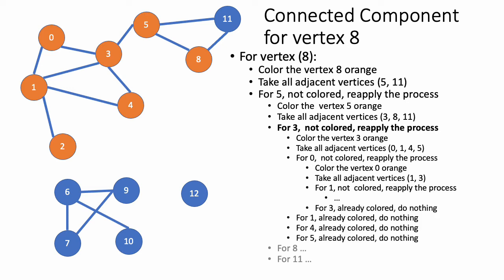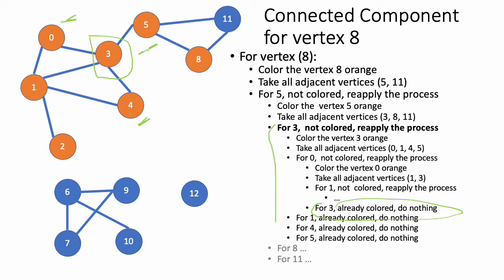And basically, for 3, I will do nothing because it's already colored. So I will backtrack to 3. And now for 3, I took 0 first, but I also need to take 1, 4, and 5. So 1 is colored, do nothing. 4 is colored, do nothing. 5 is colored, do nothing. So basically, I finalize also 3.